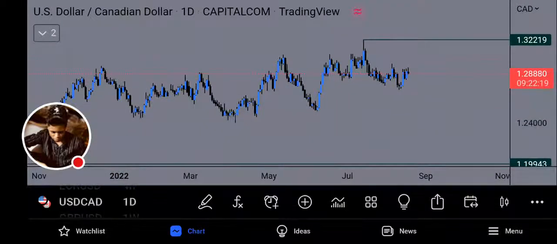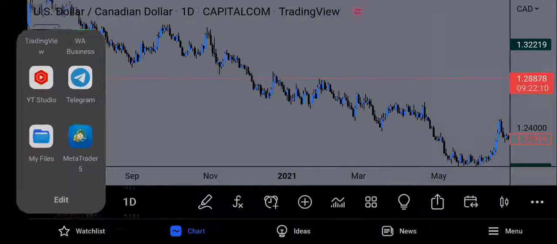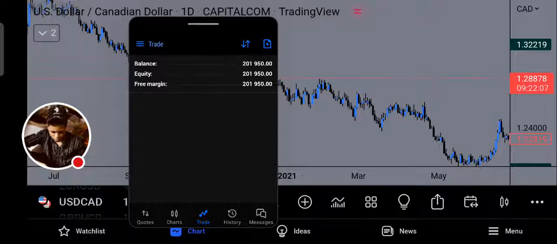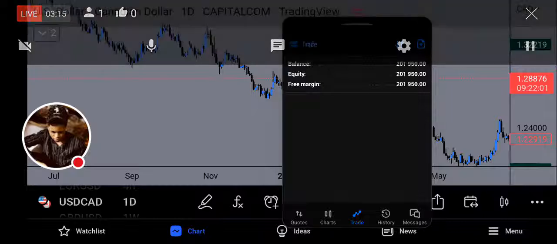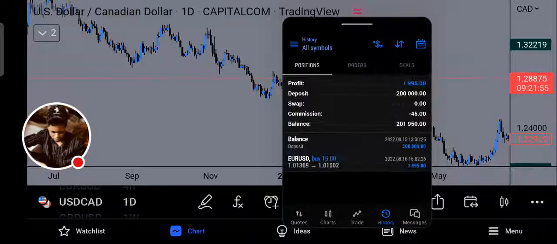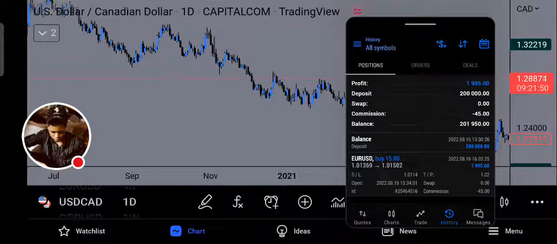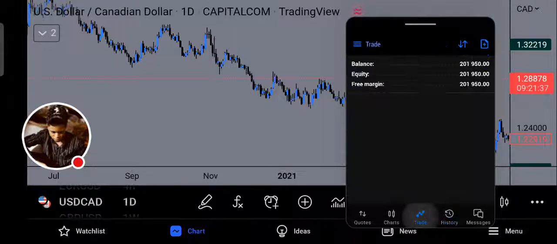Okay, daily, you can see the clear price action. But before that, let me move over to my MT5 to show you guys the account. As you can see over here, this is the 200k funded account. I took a trade yesterday, just to make 20 pips, just testing out the account. And you can see the profit, $1,995 was made on this account.